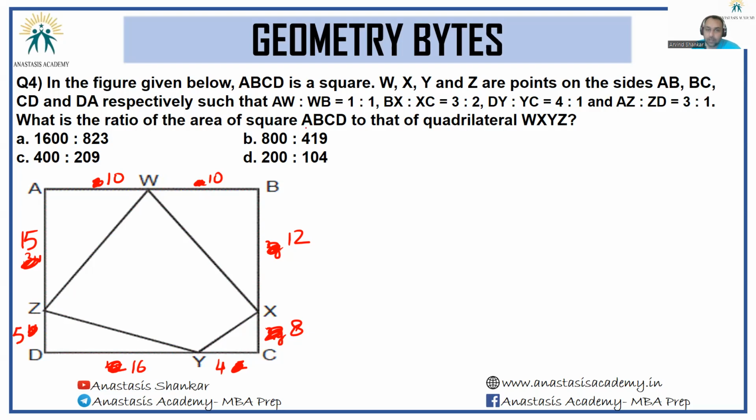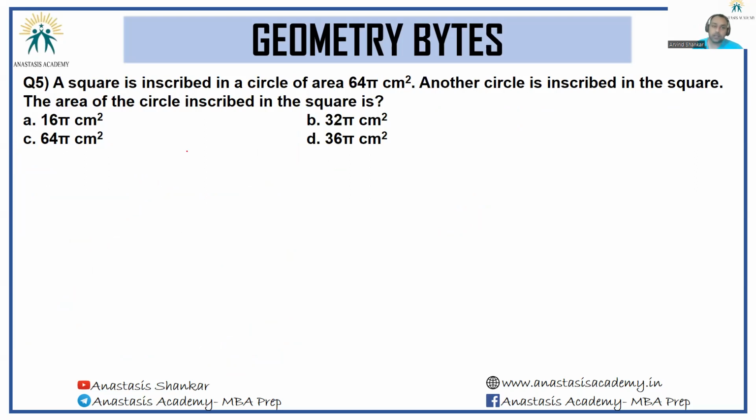So if I'm looking for the ratio of area of square ABCD to that of quadrilateral WXYZ, I know my answer will be 400 by something. It could end up being like this also, but let's see. So 12 into 5, this will be 60. 4 into 8, this will be 16. 16 into 5, this will be 40. 15 into 10, this will be 75. So 75 plus 16 is 91. Plus 100, 191. 191 from 400 gone. So I'm left with 400 by 209. Therefore, option C.